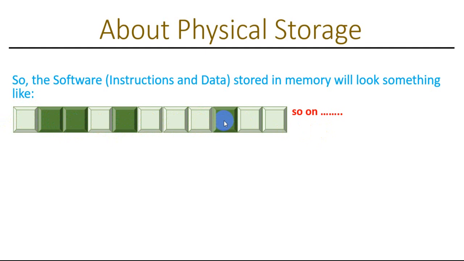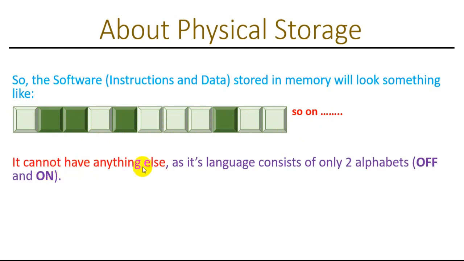Let's see why this is needed. It cannot have anything else, as its language consists of only two alphabets, off and on. So its memory can only be a combination of these. You can't have any other thing coming out of the blue. It will be off or on. If it continues, it has to continue like that: off, on, off, on, off. How you decide whether it is off or on, we will discuss later, so don't worry about that. The memory is stored like this. It cannot have anything else.